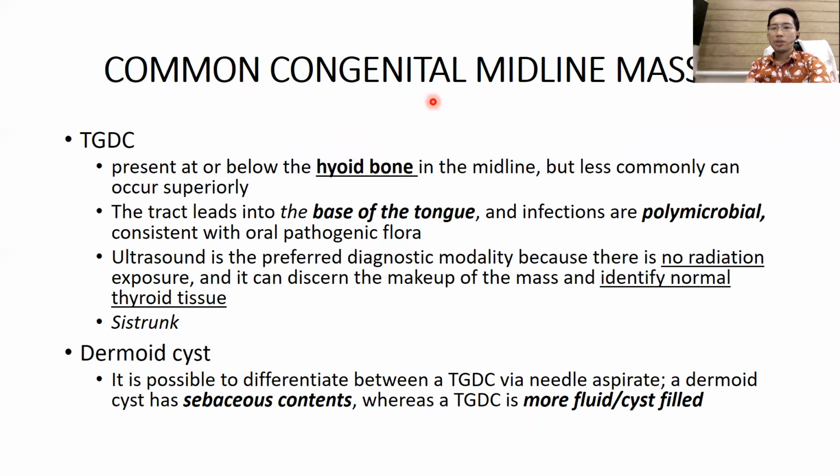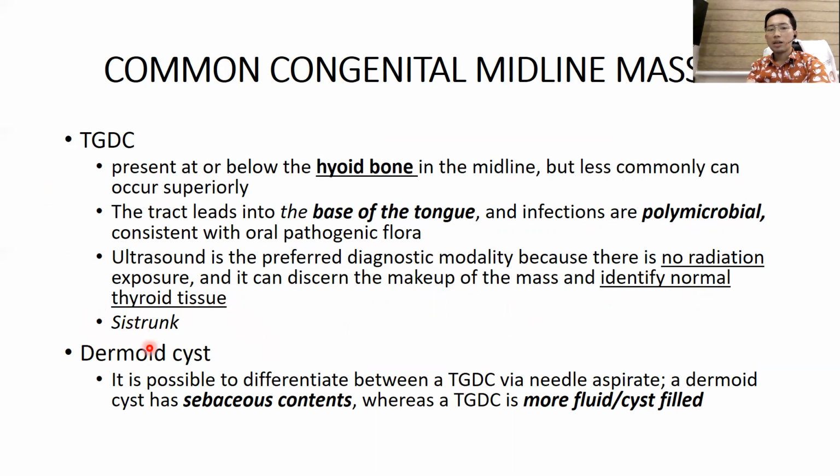So let's go to the common congenital midline masses. TGDC, the thyroglossal duct cyst, is present at or below the hyoid bone in the midline, but less commonly occurs superiorly. The tract leads into the base of the tongue, and infections are, remember, polymicrobial with oral pathogenic flora. The preferred diagnostic modality is ultrasound because, number one, there is no radiation exposure; number two, it can discern the makeup of the mass; and number three, it can identify the normal thyroid tissue.